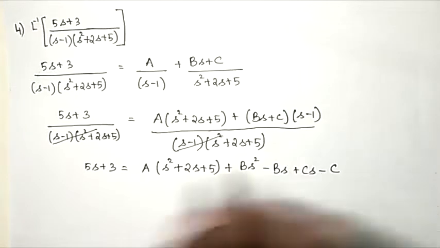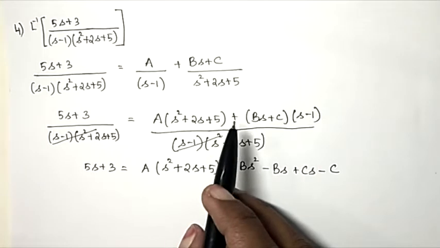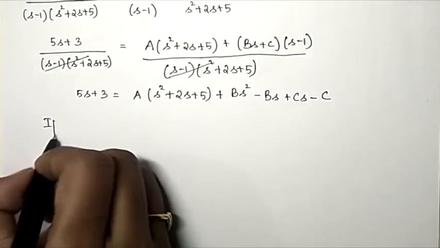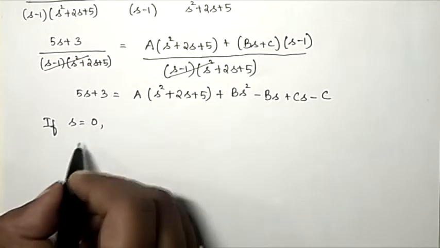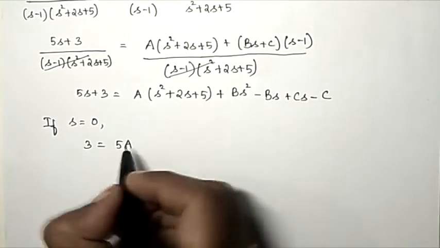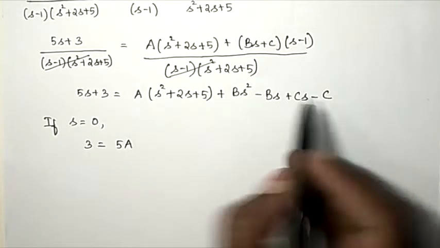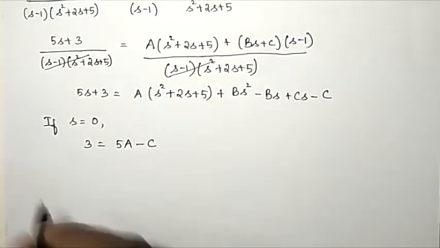And now I need to find the values of the constants A, B and C. To do that, first let us give the value of s as 0. If s is equal to 0, I get 3 equal to 5A, and s is 0, so all these three terms are 0. Next I have minus C. So 5A minus C is equal to 3.